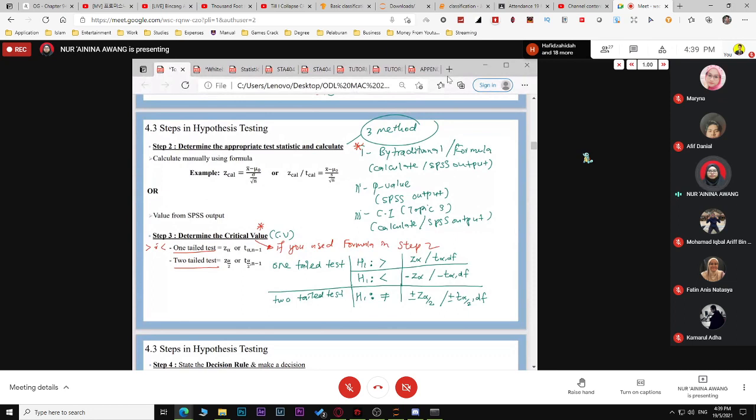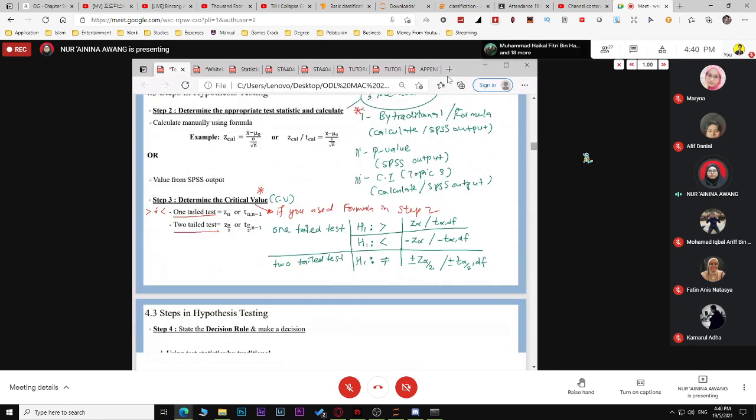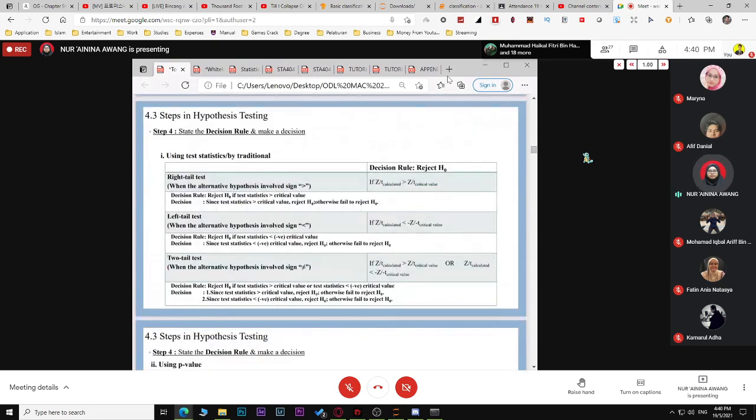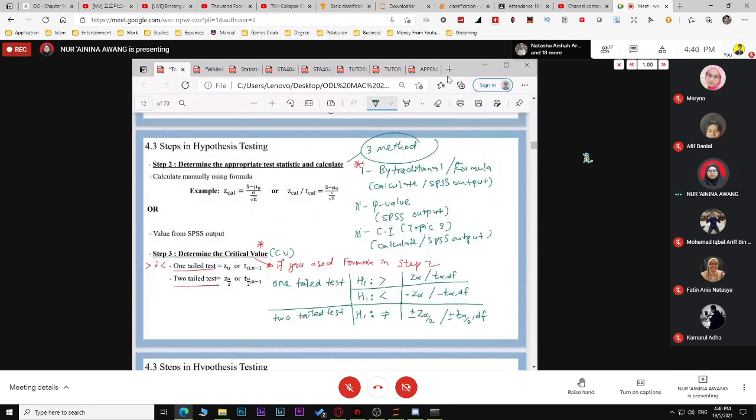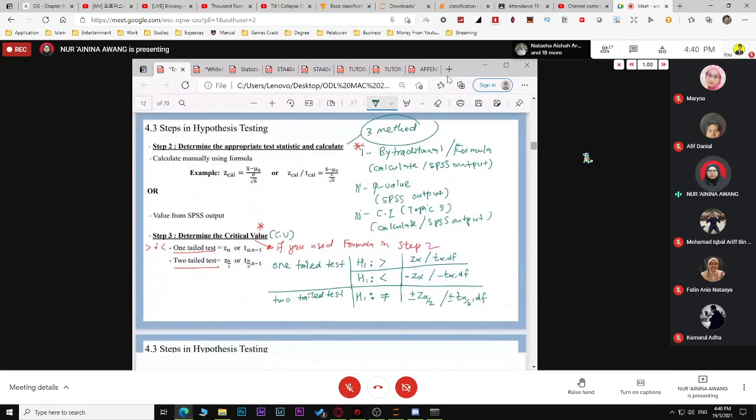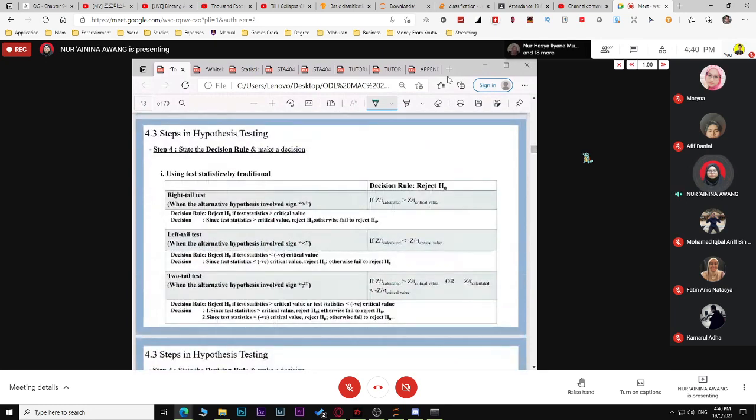So critical value only if you use by traditional in step 2. Okay, if you use p-value or confidence interval, no need to check this with this lah. Okay, tak perlu nak tengok pun critical value. Okay, so itu adalah the third step. And the next step, step 4, is your decision rule and decision. Okay, so for decision rule, we will look at our method in step 2. If you use by traditional, so this will be your decision rule. Okay, so for decision rule, sama, you will refer to your H1.